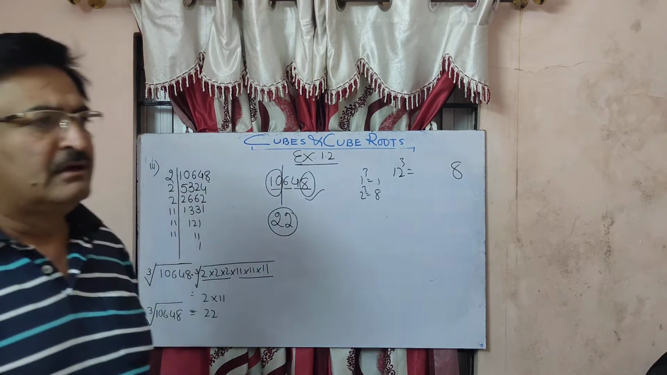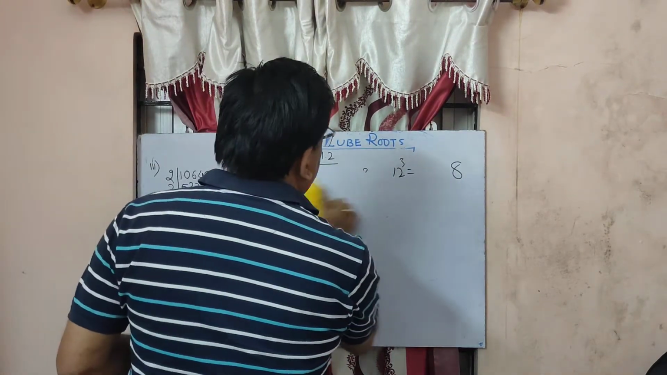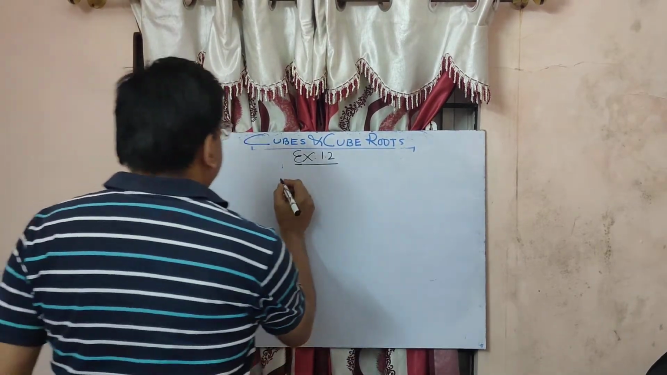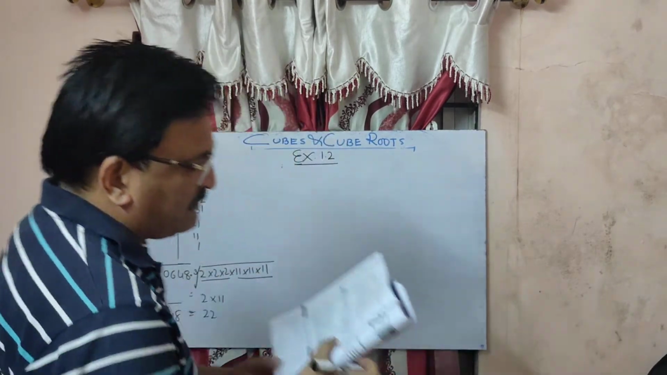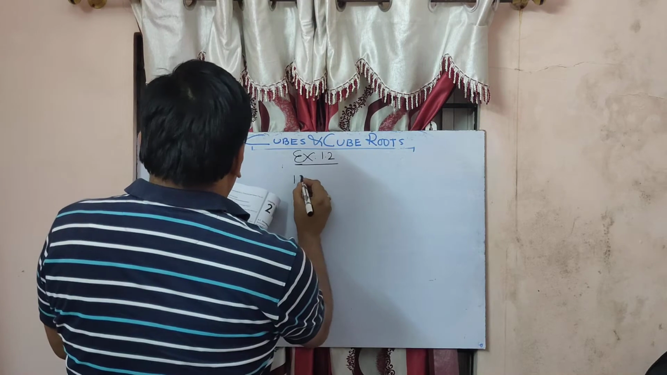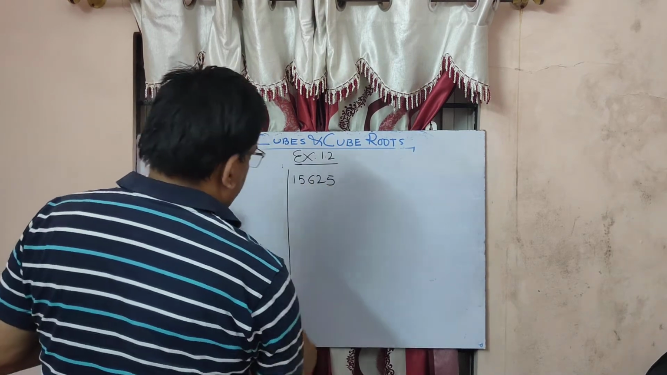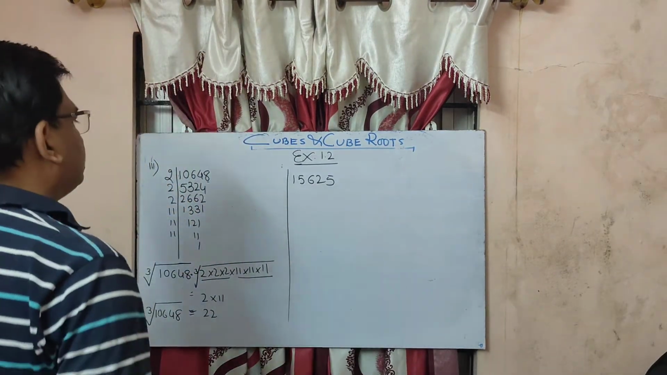Just remember this. We'll solve many examples and you will come to know it. Now next example. We'll take another number, 15625. First of all, we find the cube root through the prime factorization method.